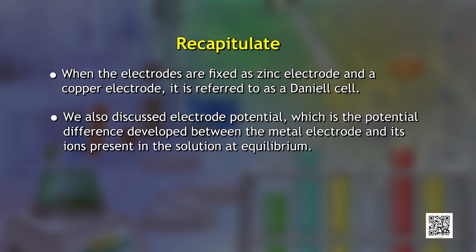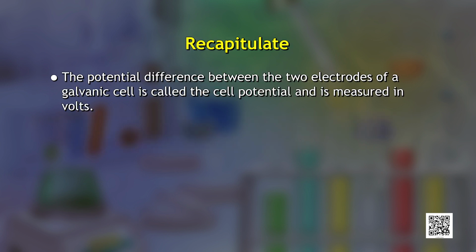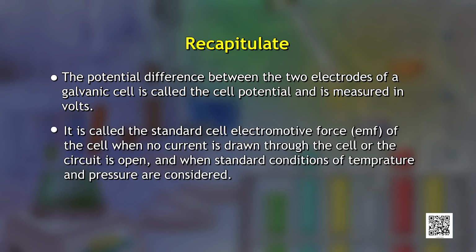We also discussed electrode potential, which is the potential difference developed between the metal electrode and its ions present in the solution at equilibrium. The potential difference between the two electrodes of a galvanic cell is called the cell potential and is measured in volts. It is called the standard cell electromotive force of the cell when no current is drawn through the cell, or the circuit is open and when standard conditions of temperature and pressure are considered.